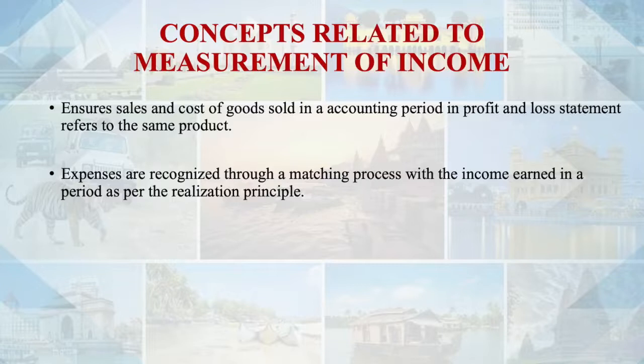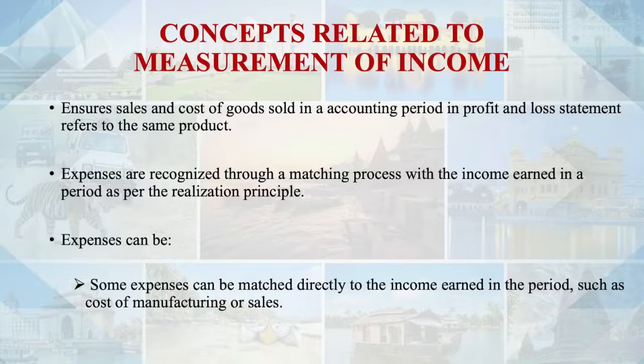Now, when we are using this matching concept, we have to consider certain things related to expenses also. The nature of expenses can be different. Some expenses which you are recording in your profit and loss account statement can be directly matched to the income. That is, you're recording the sales, and along with the sales, you have to record the cost related to that particular sale. That is, the cost related to manufacturing of those goods and services for which the sales have been made. So such kind of expenses are basically direct expenses, because we can easily find out that these are the expenses directly related to the income.